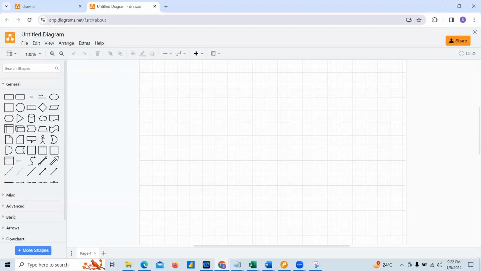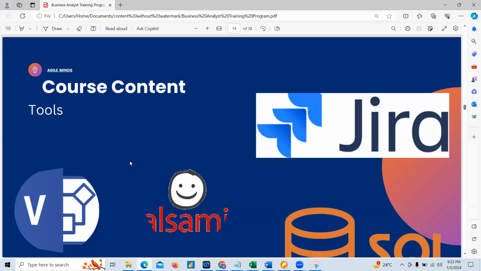So this is app.diagrams.net. This is an open, free tool where we can practice. You will find all these elements in MS Visio also. This is similar to MS Visio, so we'll use that for learning and for practicing.